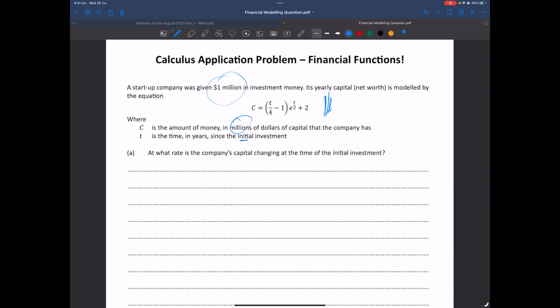At what rate, that's the key word there, rate, is the company's capital, that's C, changing at the time of the initial investment? So we know that initial means at the start. We know that rate is a rate of change, and therefore, in a calculus section of a test, what does that mean? It's finding the derivative, of course. So let's do that first. We've got dC by dt.